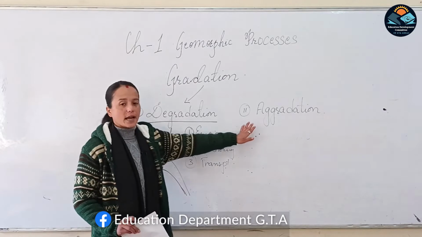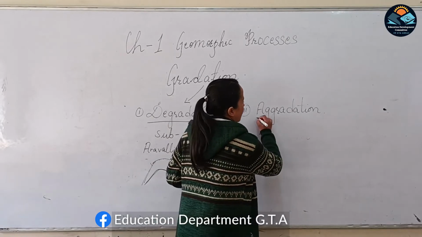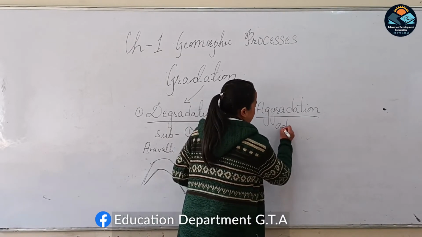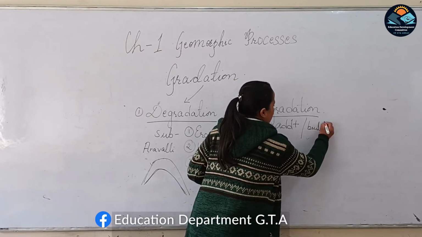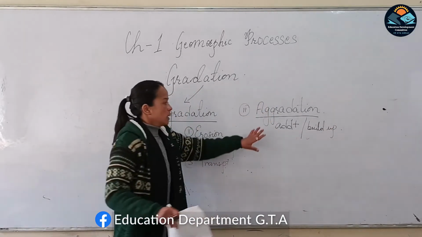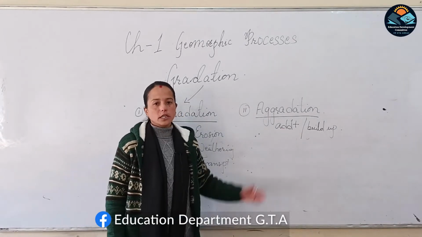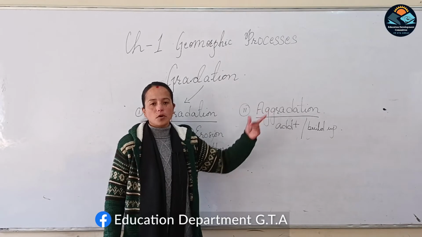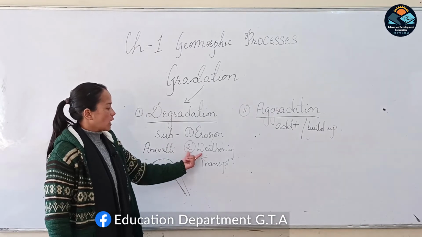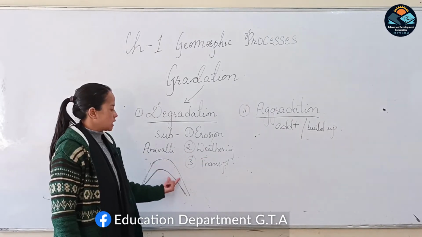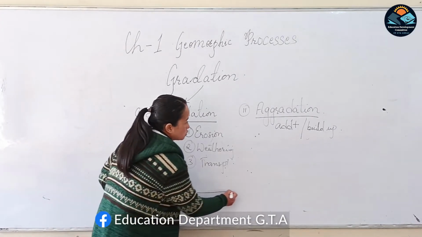Next one is aggradation. Aggradation means to add, or it just means to build up. So aggradation is the process in which a landform is built up, whereas in the first case, degradation, the rock has been weathered, the Aravalli range has been weathered, for example. So these weathered materials are transported to some other place.